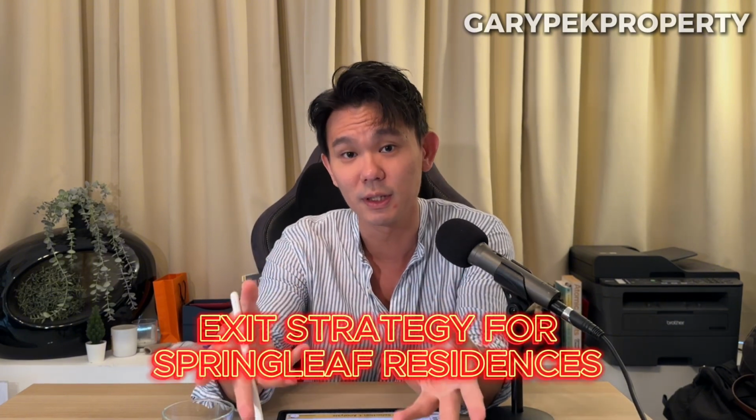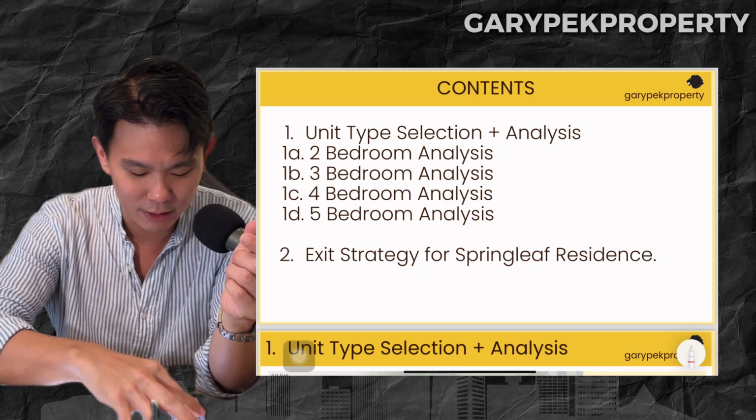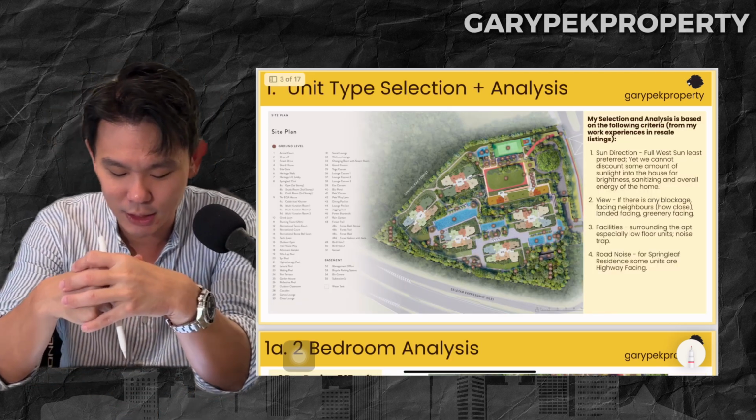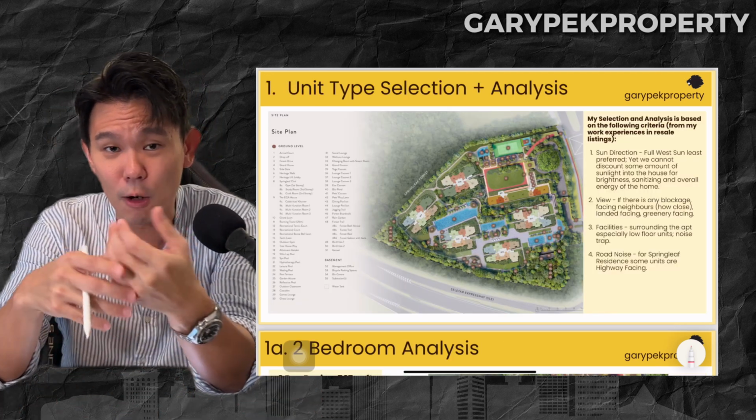I'm also going to top up a bit on the exit strategy for Springleaf Residence, drawing ideas from its total supply in that area, the potential, and also the upcoming MOP supply as well as EC supply that is going to MOP down the road. Okay, but let's go on to my first part of the analysis, unit type selection and analysis. So what does this comprise of?